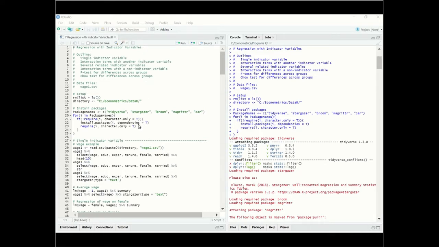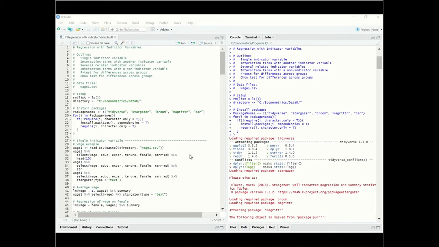I have downloaded the data, and that is wage1.csv, and I have put it into this directory here. And I highlighted the script, I run it, and these are the results shown in the console window, which you typically would find at the bottom here.